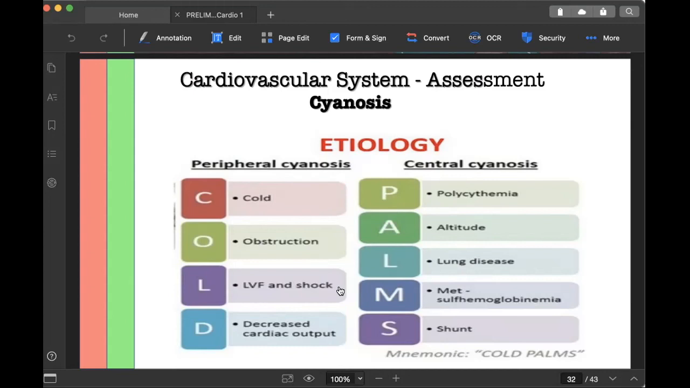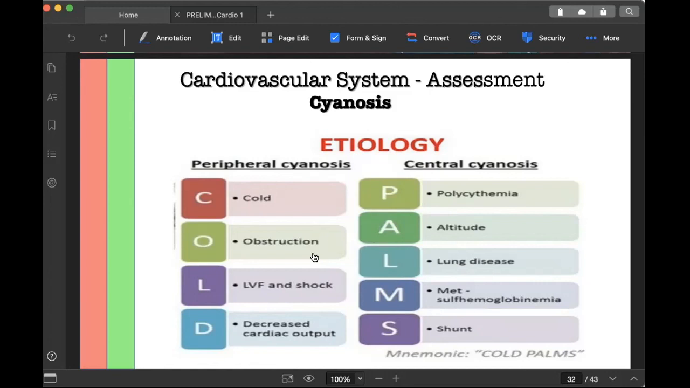And sometimes peripheral cyanosis is normal, especially if you're living in a cold place like Baguio or Tagaytay, or places with winter season. Okay, so peripheral cyanosis can be associated with cold, just like what I've mentioned a while ago. It can be associated with obstruction. Of course, if there's an obstruction, there's limited blood supply because there are occluded veins or arteries. And then what is happening is that the supply of the blood is decreased and tissue perfusion also decreases.